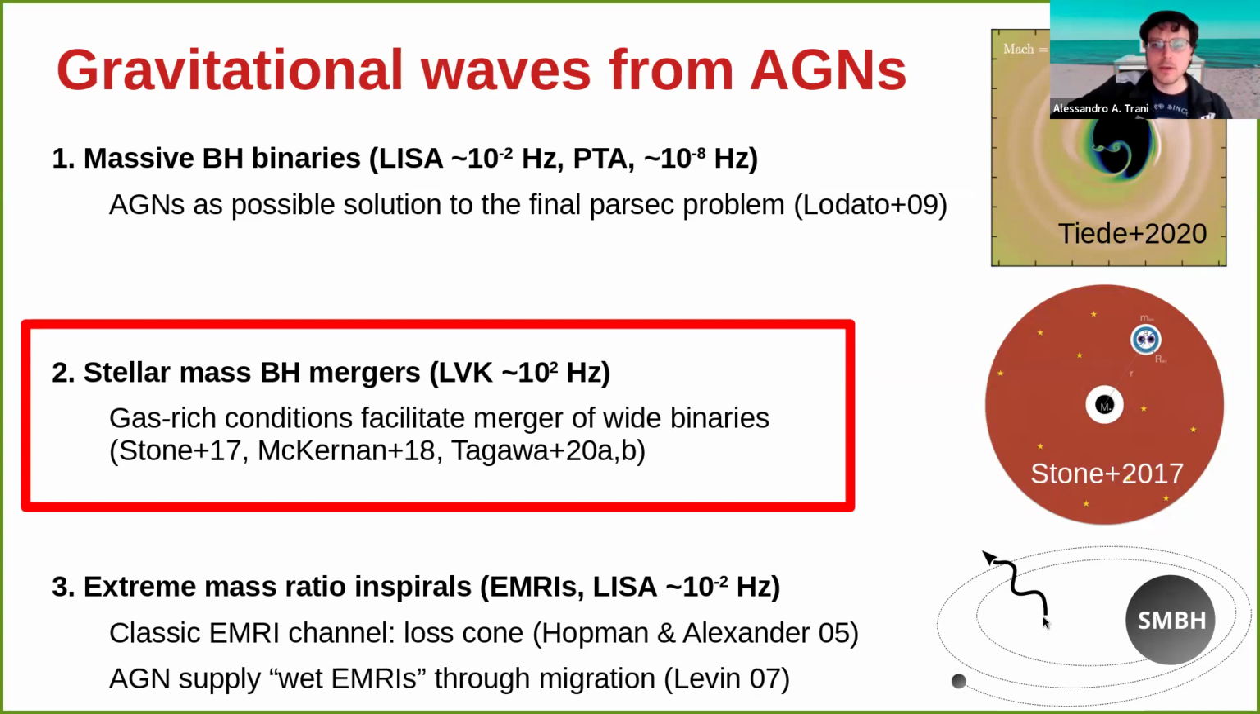Another kind of interesting source is extreme mass ratio inspirals. Here, the extreme mass ratio is due to the fact that a stellar mass black hole is spiraling onto the supermassive black hole. But what I mean by the AGN channel is this one: mergers between stellar mass black holes in the LIGO band, so high frequency, where the gas-rich conditions can facilitate the merger of binaries that are embedded in the disk.